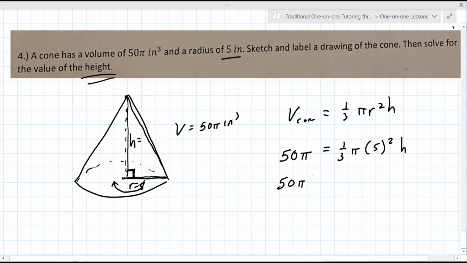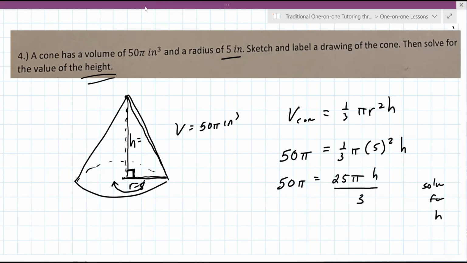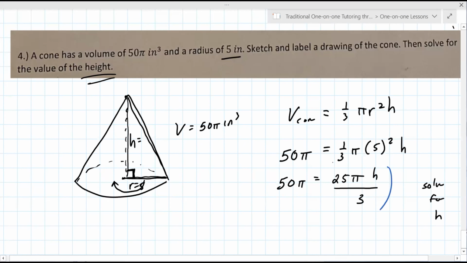On the right, we're just going to do a little bit of simplifying. 5 squared is 25. Okay, so it's 25 pi h over 3. Just a little rewrite. If anything's unclear, I can go over that again. But our goal here is to solve for h. So we're going to do that by multiplying both sides by 3 to start out, because what that does is it gets rid of that. So you get 150 pi equals 25 pi times h.